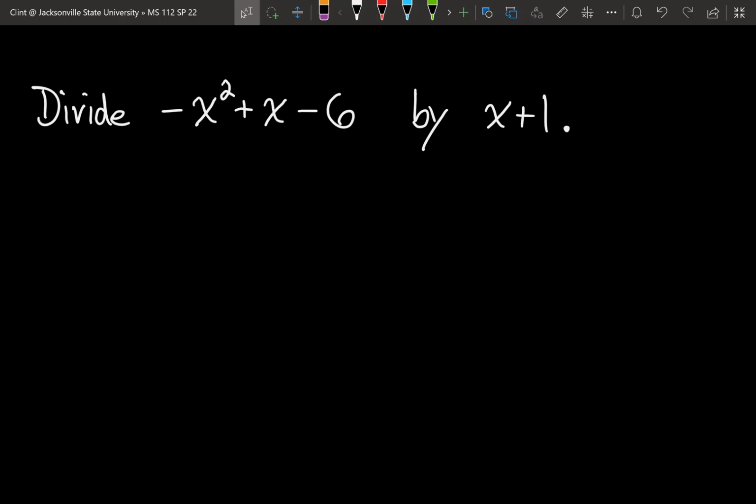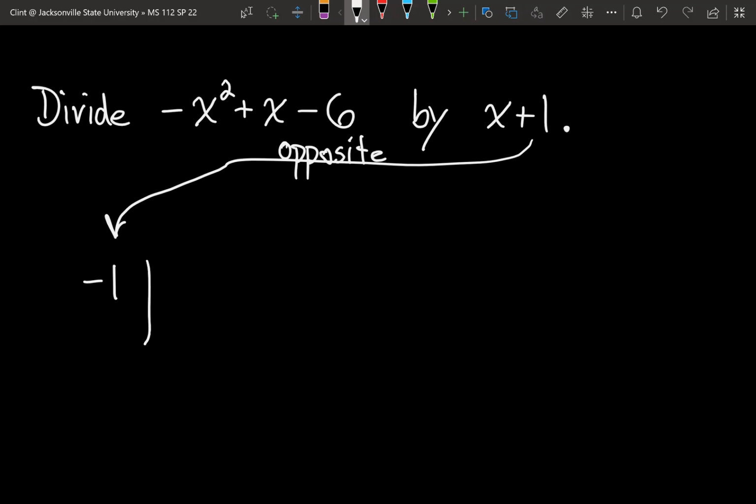What goes out in front on this one? -1. It said x plus 1, so we take the opposite of that. I put -1 out front. We've got all of our powers of x on this one, so no placeholders. What's our first coefficient? -1. And then 1, and then -6.